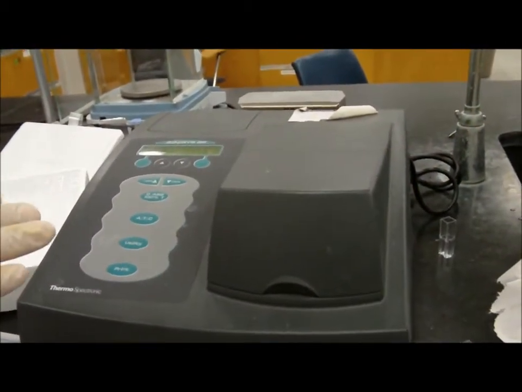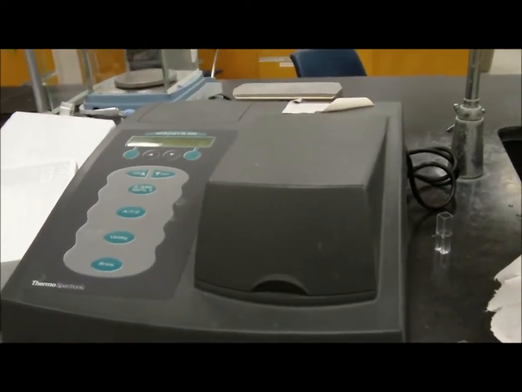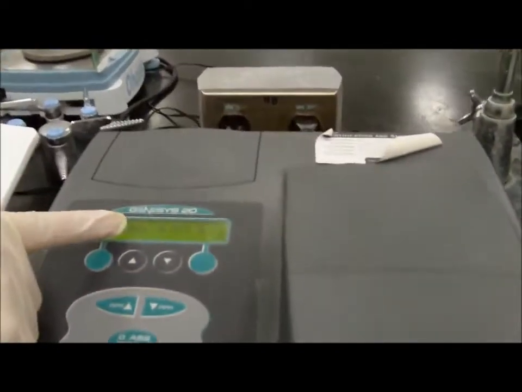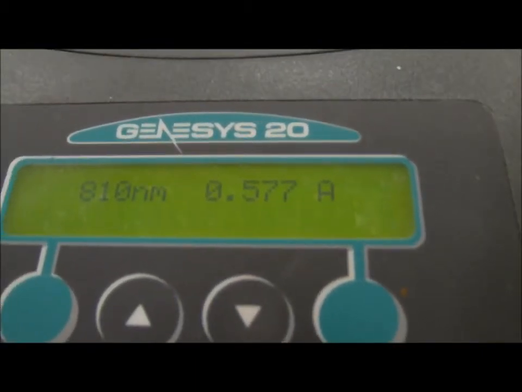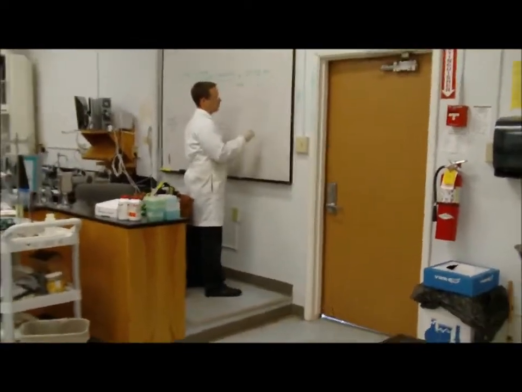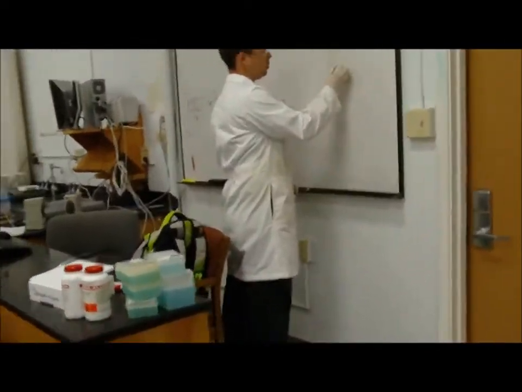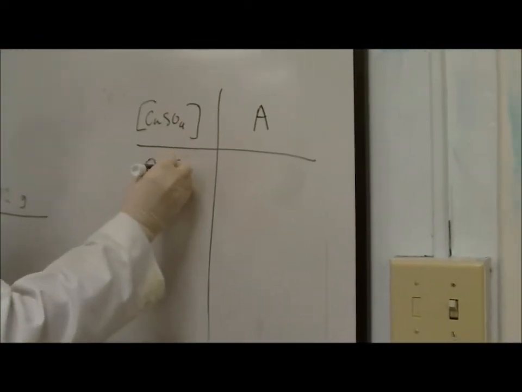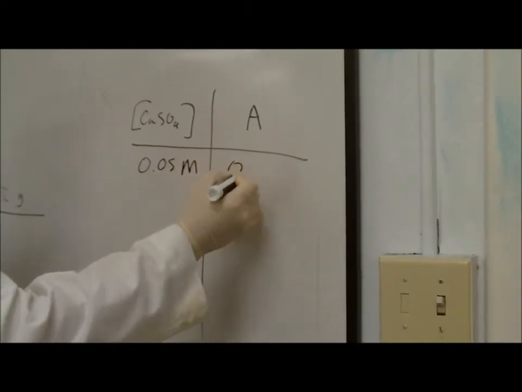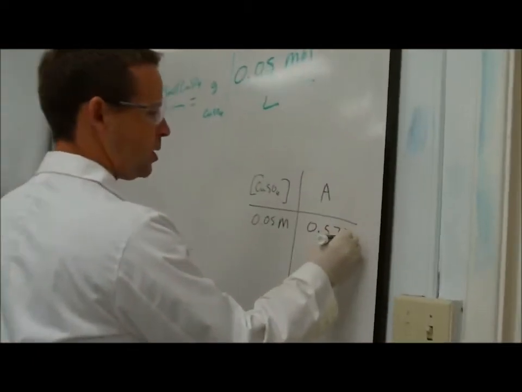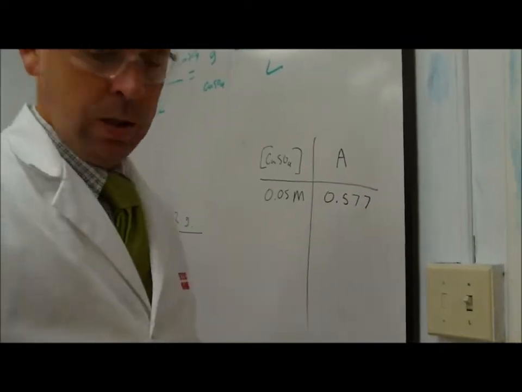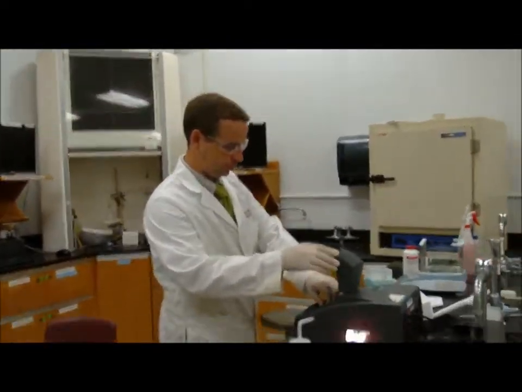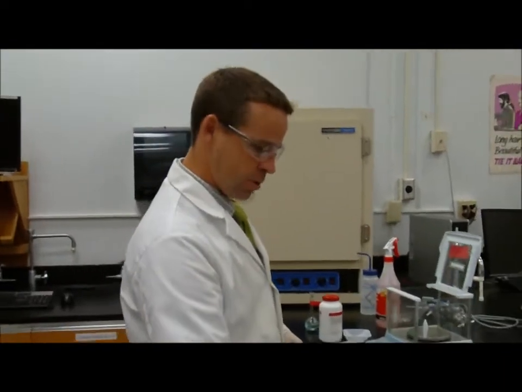All right, so I see the absorbance value there is 0.577. That's the absorbance of the 0.05 molar. Okay, so I can start making a chart here: concentration of copper sulfate versus absorbance. 0.05 molar, 0.577. All right. There's my copper sulfate.